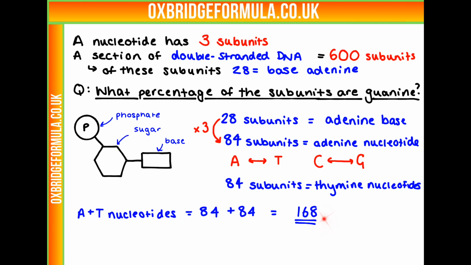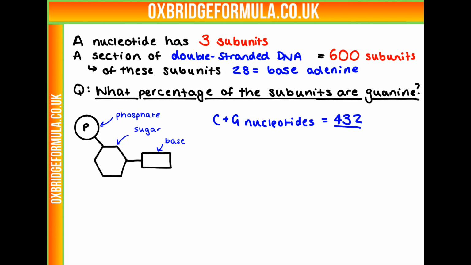And from that, we can work out how many there are in the C and G nucleotides by just taking them away from our total. So that is 432. That is the total number of subunits in all of the C nucleotides and all of the G guanine nucleotides. So how much is just in guanine? Well, we know we have to have the same amount of cytosine and guanine nucleotides. So to find out how many guanine there are, we just have to divide it by 2. And that gives us 216. So this is the amount of subunits in all of the guanine nucleotides.